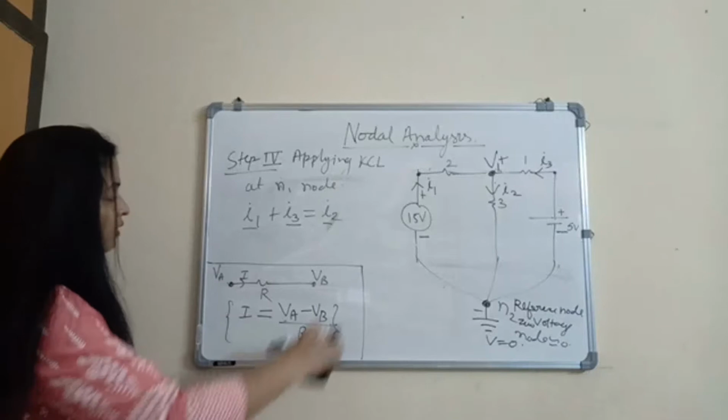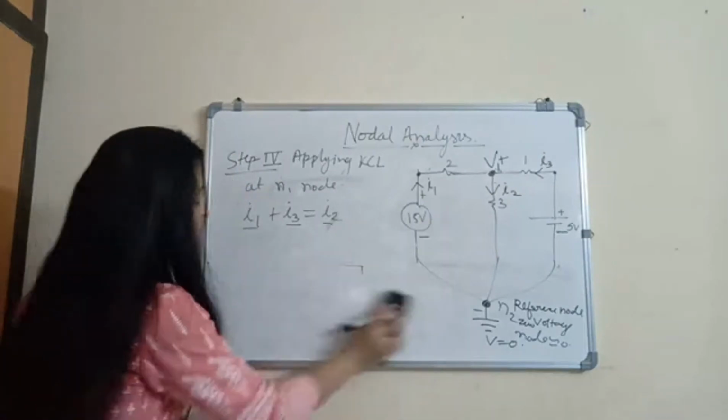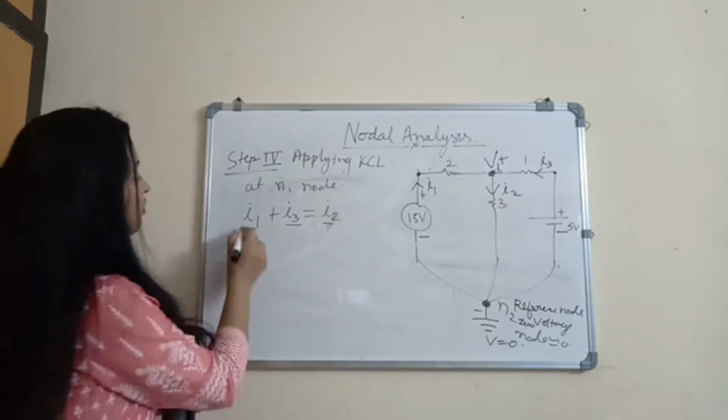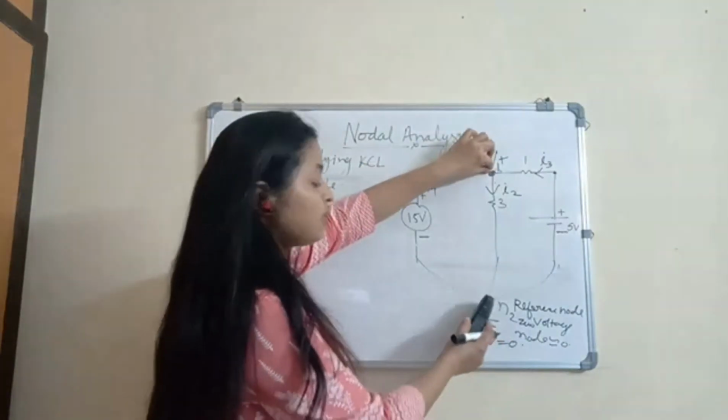In a similar way, we have to apply the current equation here. So how can we apply it? You can see here, what is I1? See, these are two points. This is the plus point, this is the minus point.